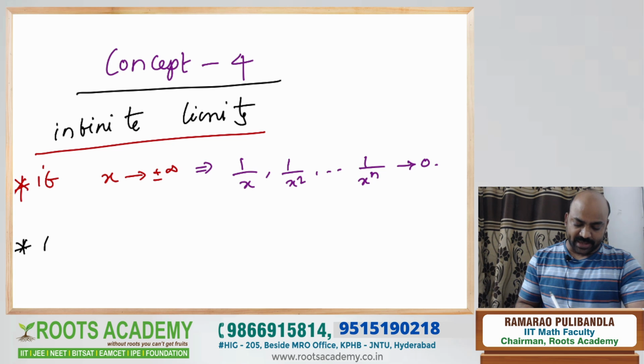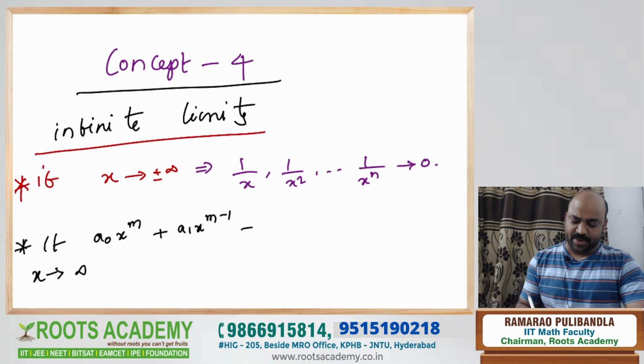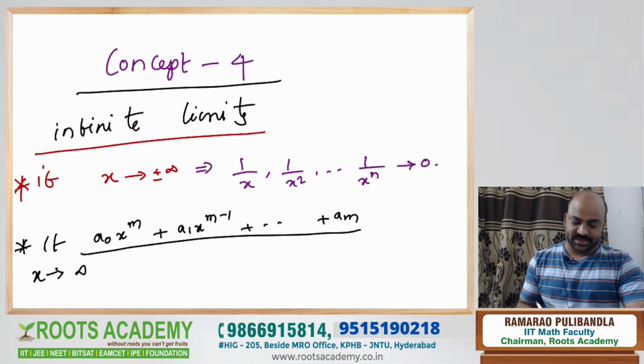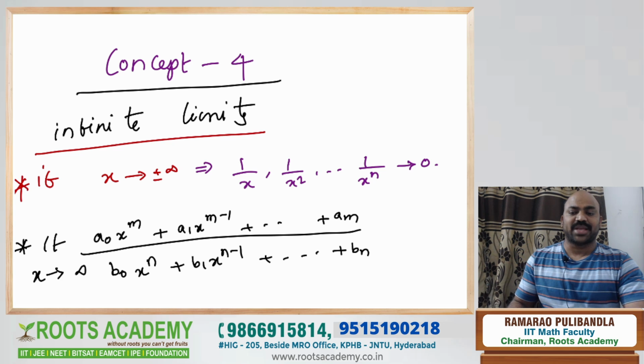if I have something like this, dear students, x tends to infinity, either plus or minus infinity, a naught x power m plus a1 x power m minus 1 plus, and so on, am, the ratio of polynomials I have. Suppose I am taking it like this, b naught x power n plus b1 x power n minus 1 plus, and so on, bn. Something like this I have, dear students, here.